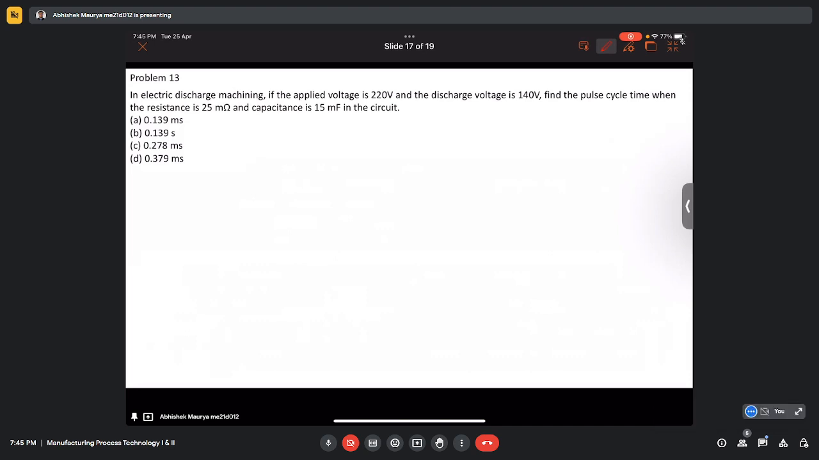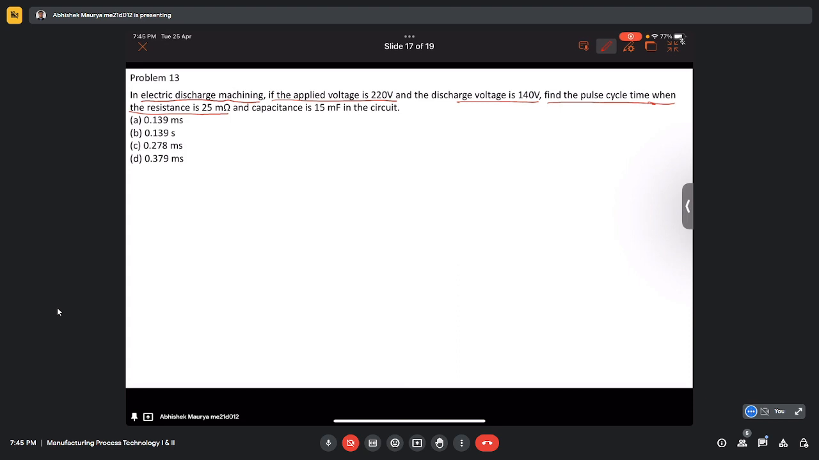Yes, Abhay has given the correct answer. So, I will now provide the solution of this problem. It is all about electro discharge machining. In electric discharge machining, if applied voltage is 220 volt and discharge voltage is 140 volt, find the pulse cycle time when resistance is 25 milli ohm and capacitance is 15 millifarad in the circuit.